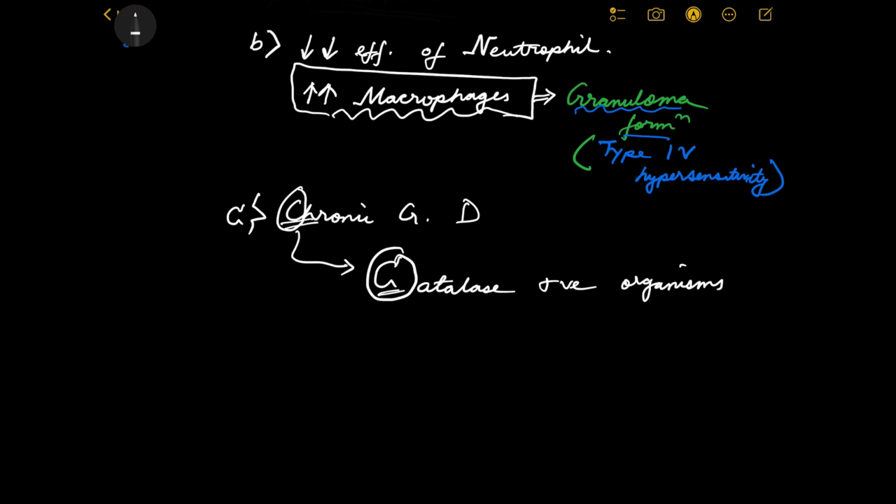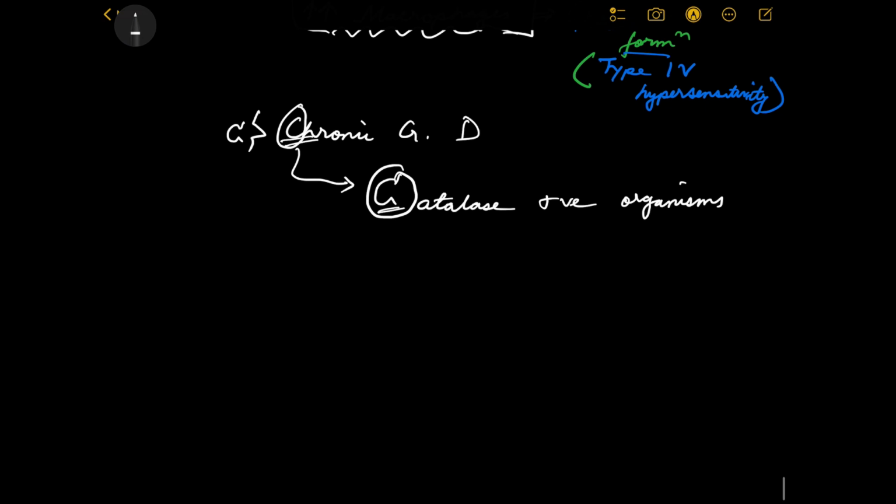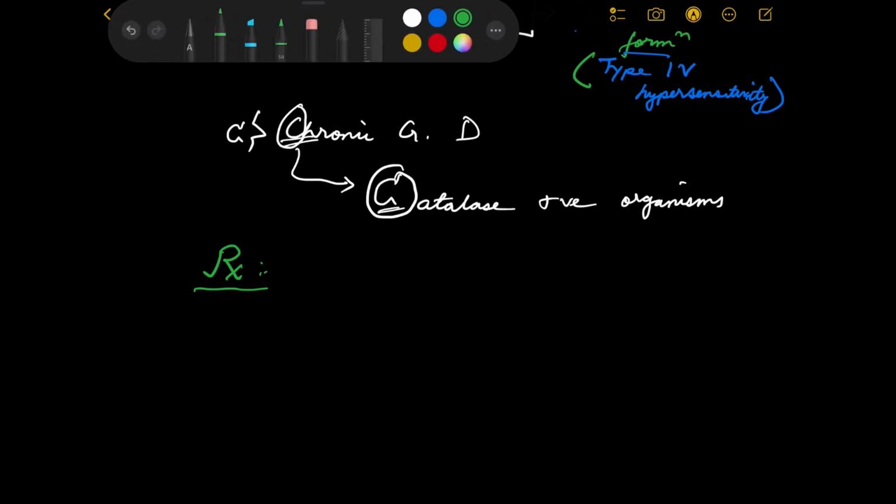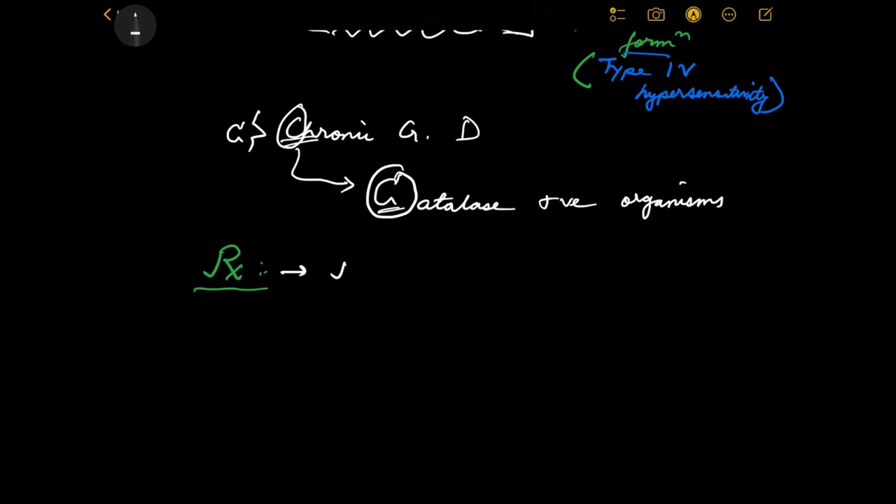Now, chronic granulomatous disease, how will you treat this? Obviously, the treatment for this is like many of the genetic leukocyte defect problems. The treatment will be bone marrow transplantation. So, a little bit about the treatment: it will be bone marrow transplantation.